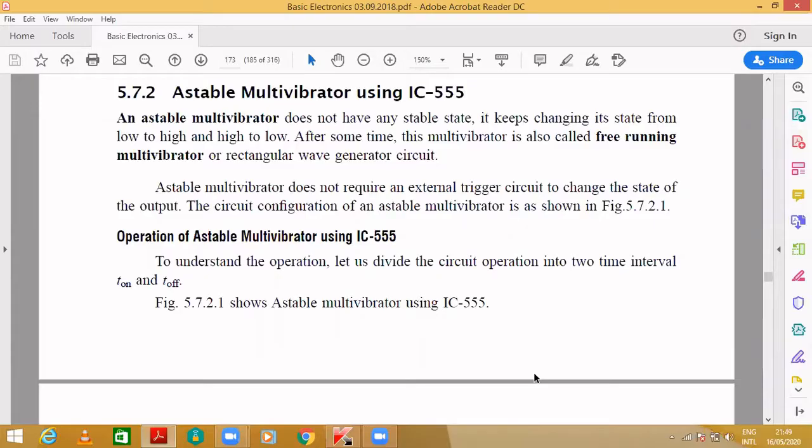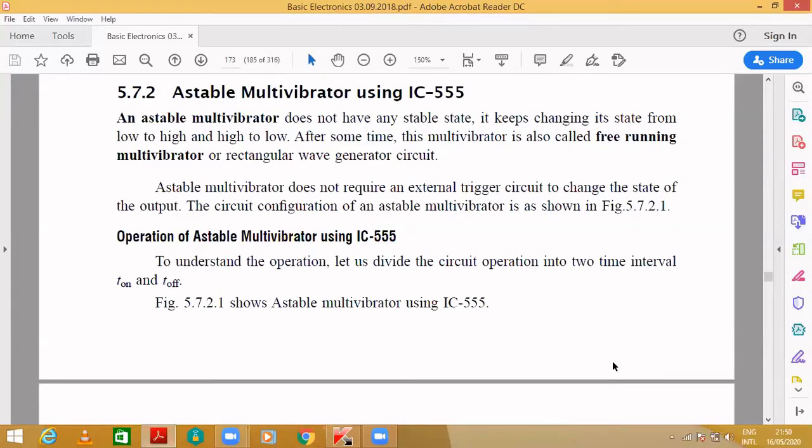This is the astable multivibrator using the IC555 timer. This is the last concept of this module. Here I already told that there are two modes of operation in the IC555 timer. One is astable and another one is monostable multivibrator.